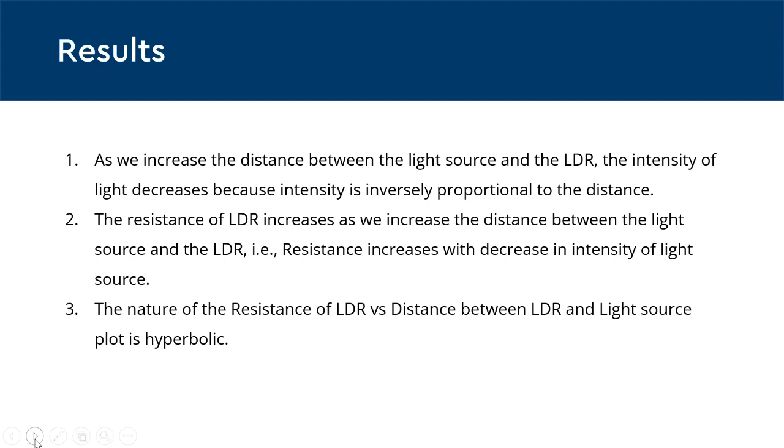As we increase the distance between the light source and the LDR, the intensity of light decreases because intensity is inversely proportional to the distance. The resistance of LDR increases as we increase the distance between the light source and the LDR. That is, resistance increases with decrease in intensity of light source. The nature of the resistance of LDR versus distance between LDR and light source plot is hyperbolic.